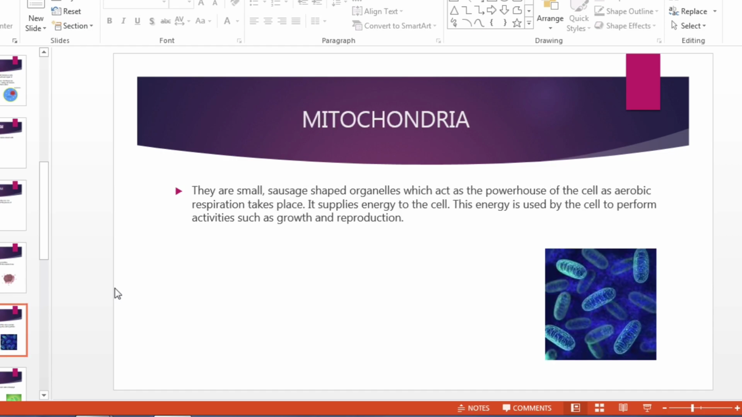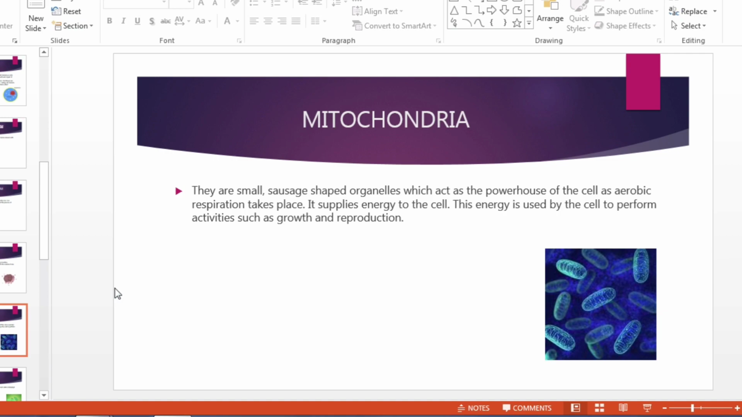The next organelle is mitochondria. Mitochondria are the small sausage-shaped organelles, which are also known as the powerhouse of the cell. It is because aerobic respiration occurs inside the mitochondria, and an organism gains its energy through aerobic respiration. So the energy inside the cell is produced through the mitochondria. So we also call it the powerhouse of the cell.